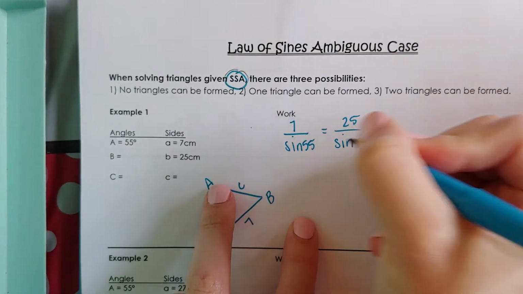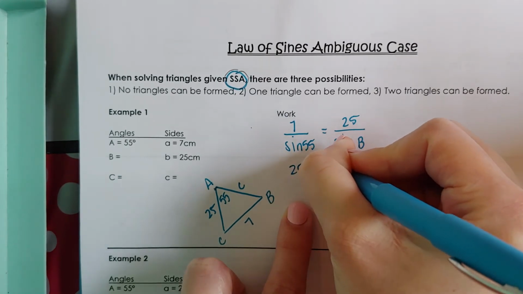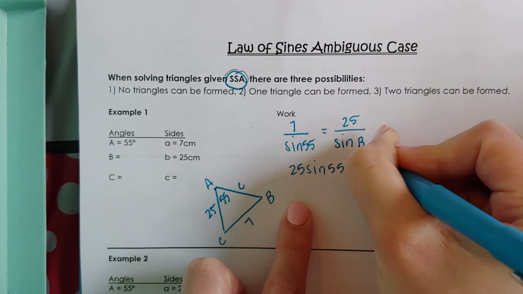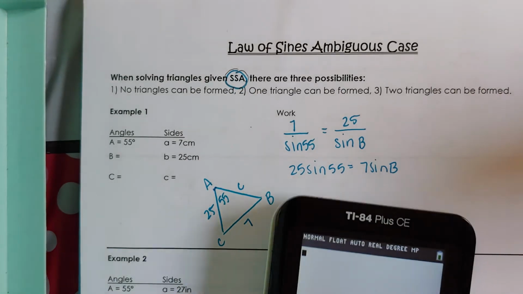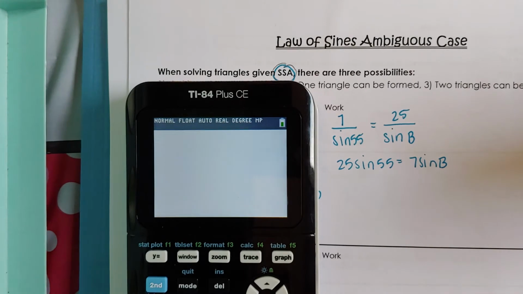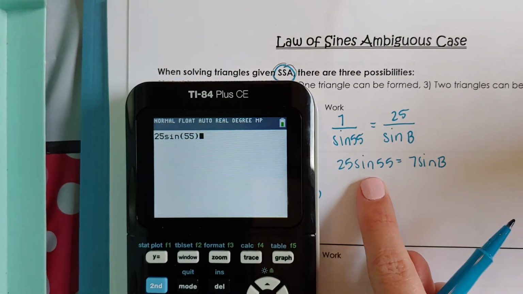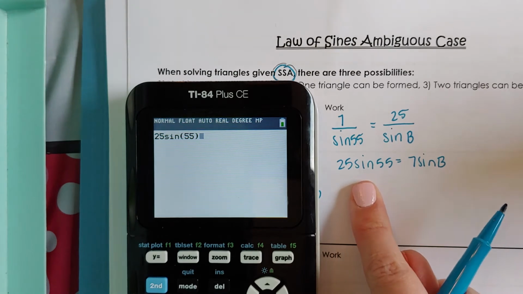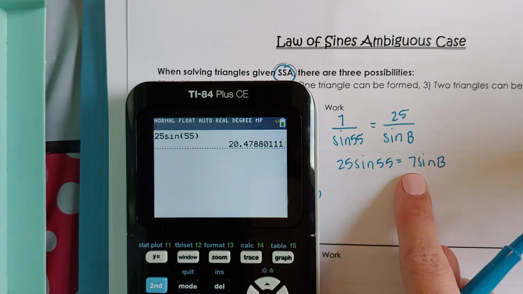We're gonna cross multiply. This gives us 25 sine of 55 equals 7 sine of B. You could have written that the other way, it would be fine. Okay, so I'm going to divide. A couple of you had some calculator issues, so I just want to show you how I'm typing that in. So I'm going to do 25 sine of 55. Make sure you're in degree mode. Okay, I'm going to hit enter there and then divide by this 7.